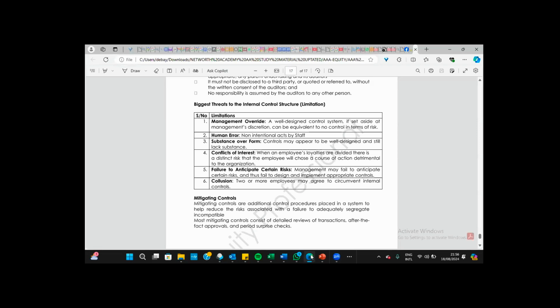Okay? Or we call them periodic surprise checks, like the one I talked about, surprise stock count. They normally do stock count at the end of the month. But in this instance, they want to do stock count in the middle of the month, or they come on the 10th day of the month. It's like, we just did one on the first now. Don't worry, I just want to check something. All of these are examples of what we call mitigating controls. Okay?